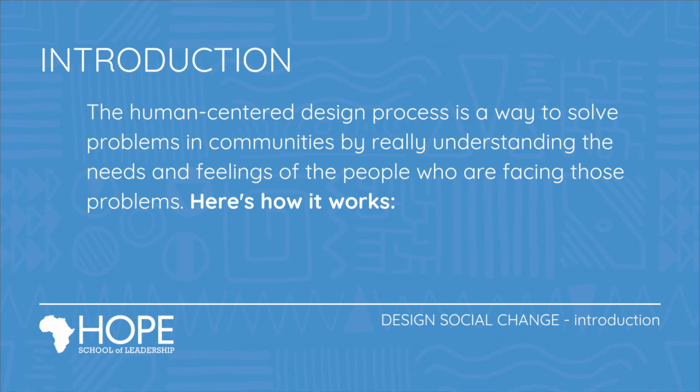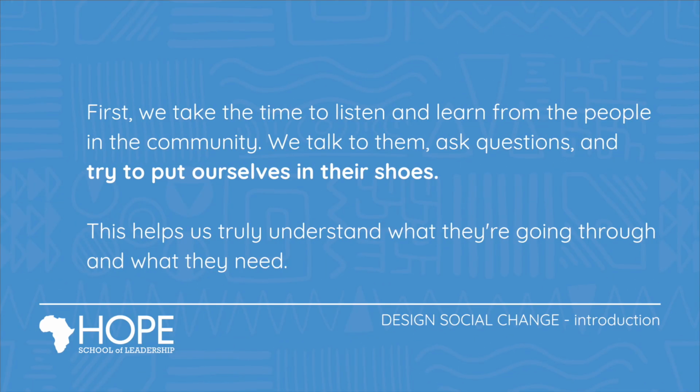The human-centered design process is a way to solve problems in communities by really understanding the needs and feelings of the people who are facing those problems. Here's how it works. First, we take the time to listen and learn from the people in the community. We talk to them, ask questions, and try to put ourselves in their shoes. This helps us truly understand what they're going through and what they need.